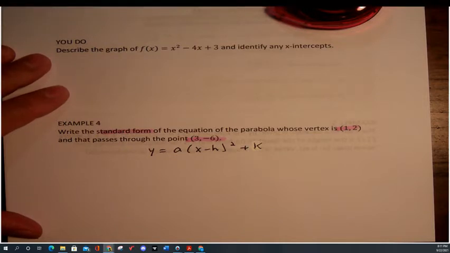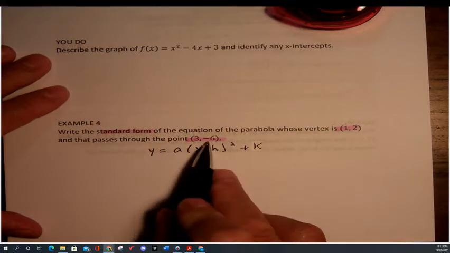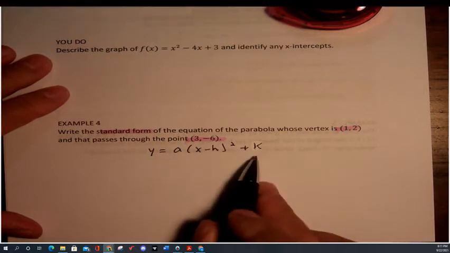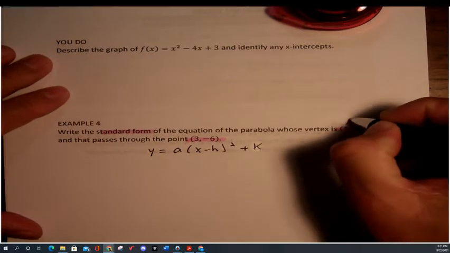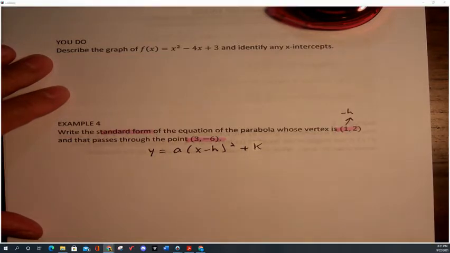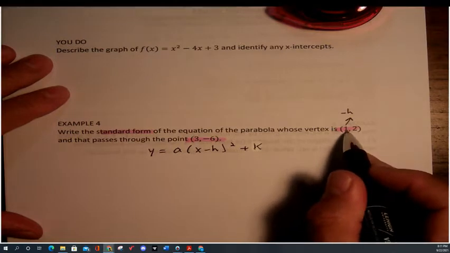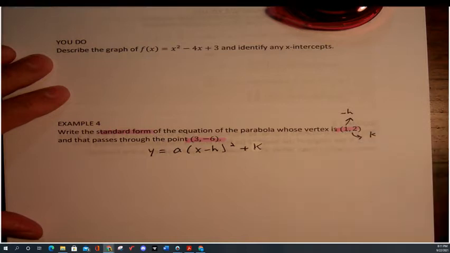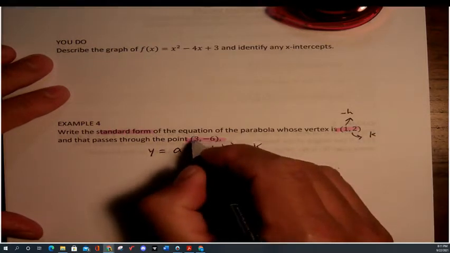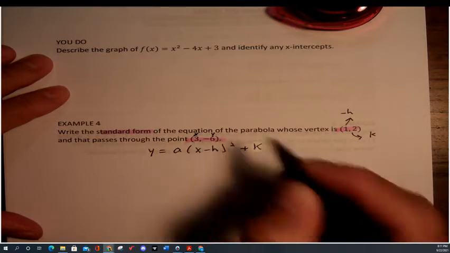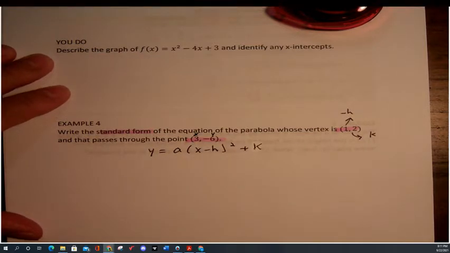so for me to write the equation of that parabola in standard form using this information, I need to substitute this information into the equation. I know that this is going to be the negative h. I put negative h in there to remind you that we have to do a sign change when I take that value and plug it into the equation. That will go in place of the k. This 3 will go in place of the x, and that negative 6 will go in place of the y. So let's do the substitution.